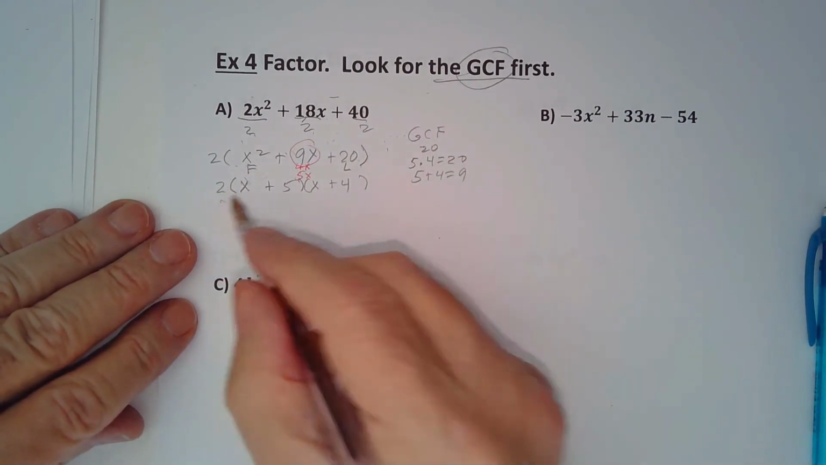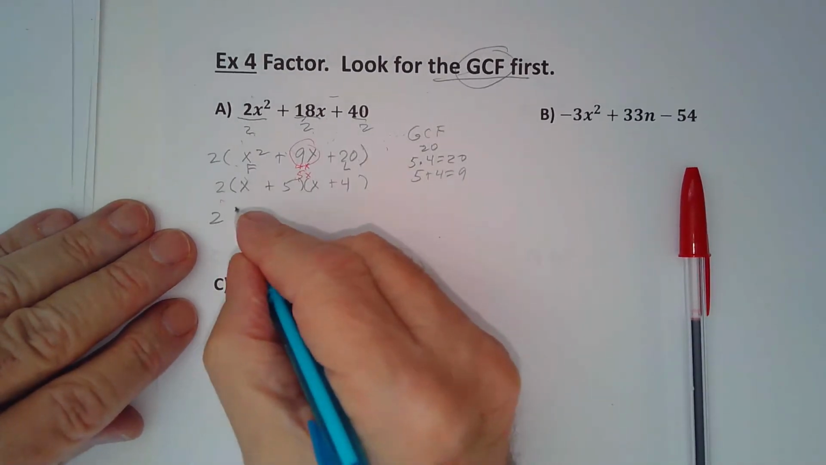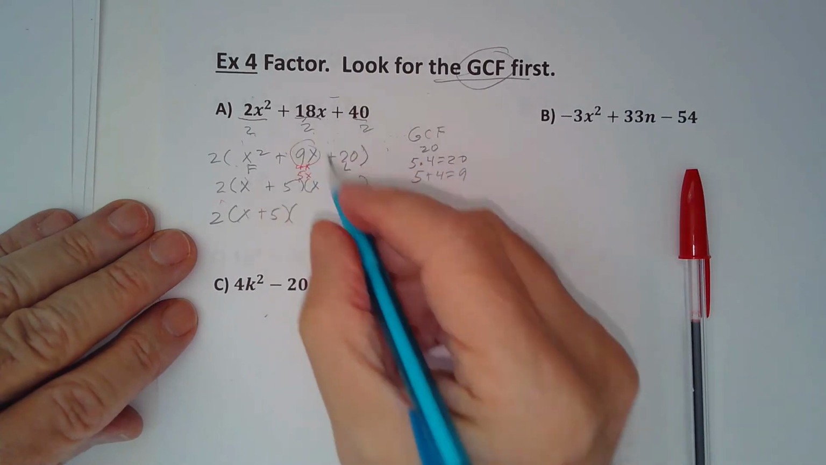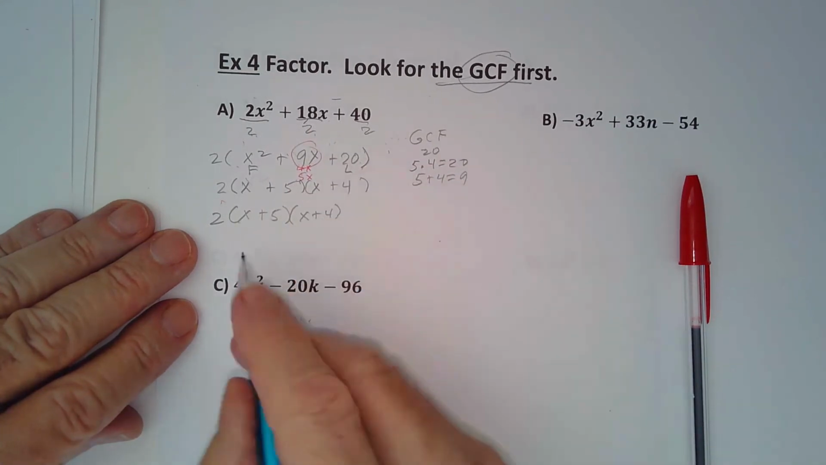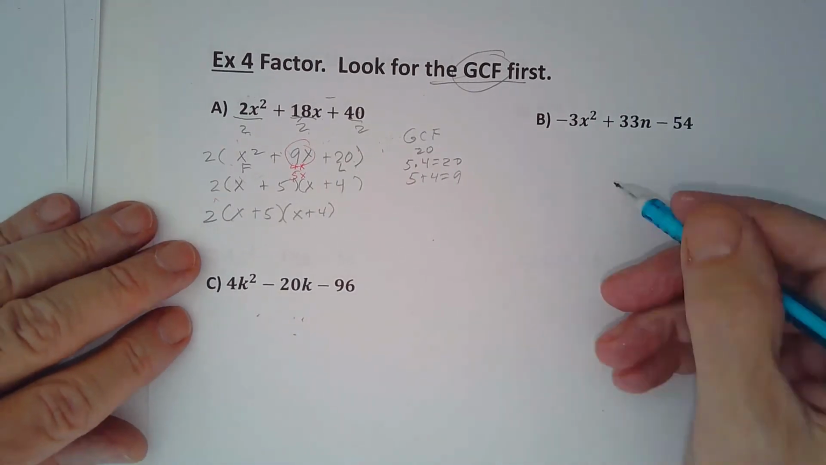So this is your completely factored form of the above trinomial. Don't forget the 2 out front. Okay? All right, let's do B.